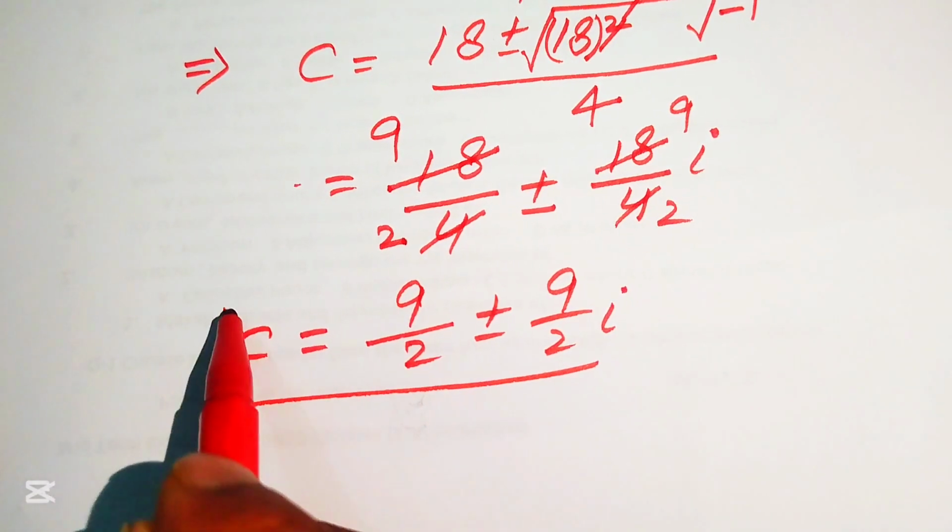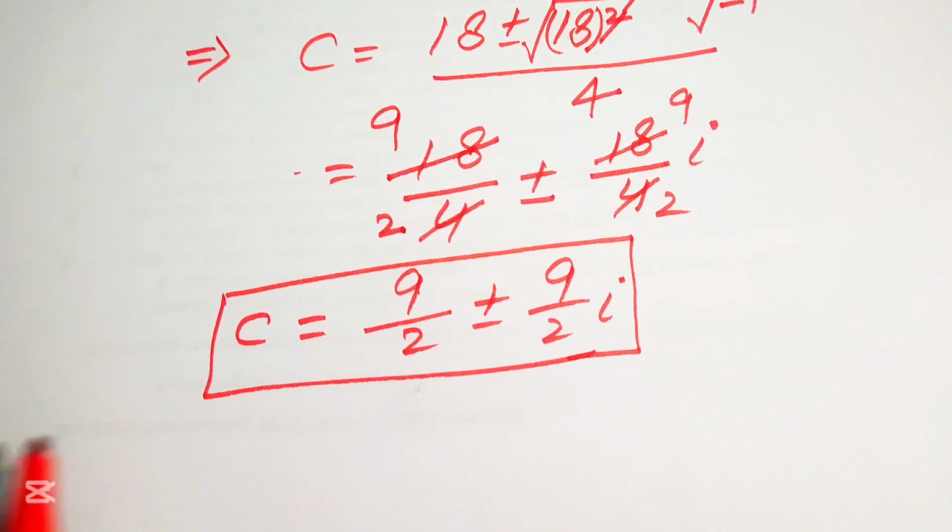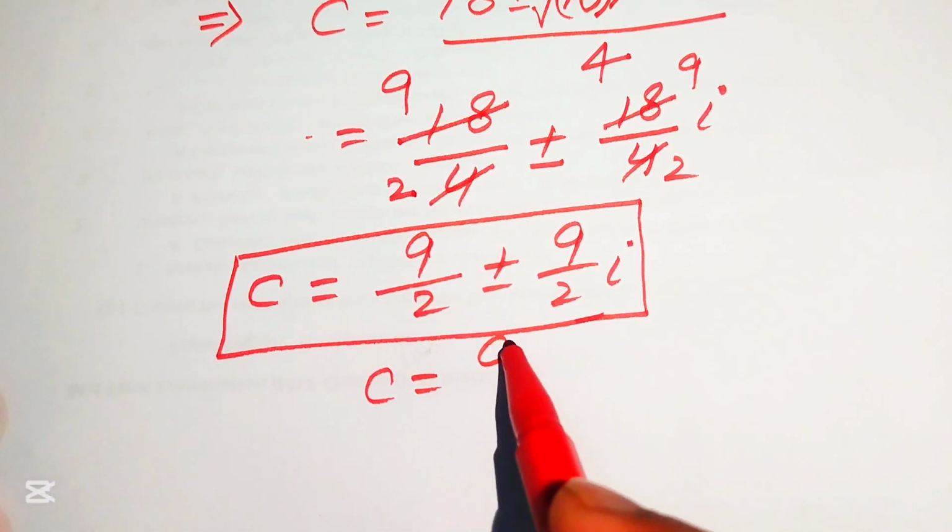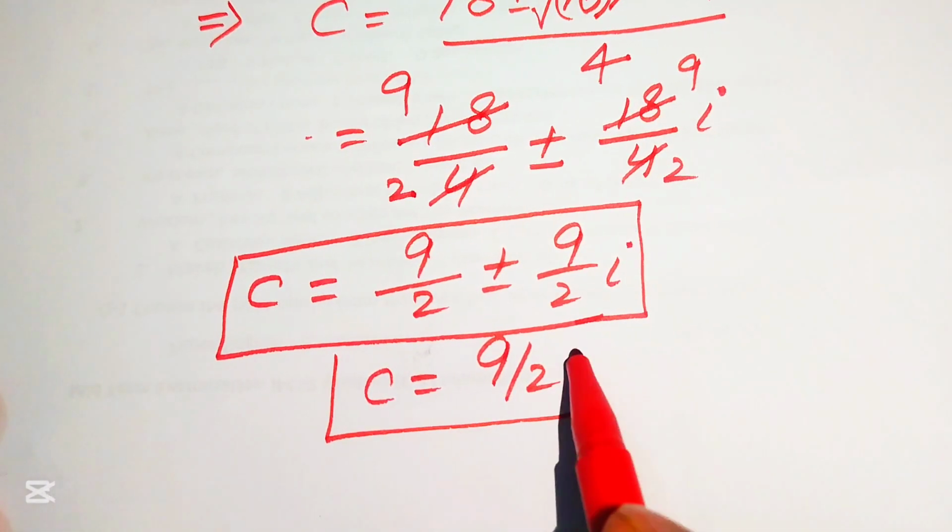So these are the two complex roots of the given equation, and we have the one real root of the given equation: c equals to 9 over 2.